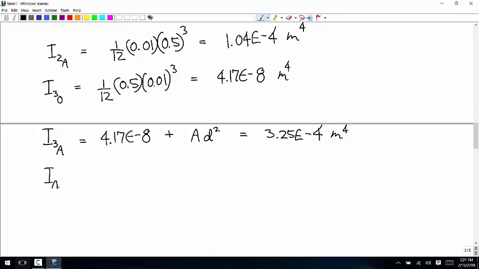So the overall area moment of inertia about the neutral axis is I1 about A plus I2 about A plus I3 about A, and that's 6.5, 7.54 times 10 to the minus 4 meters to the 4th.